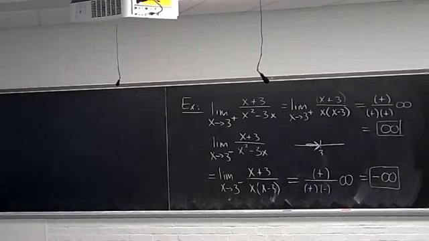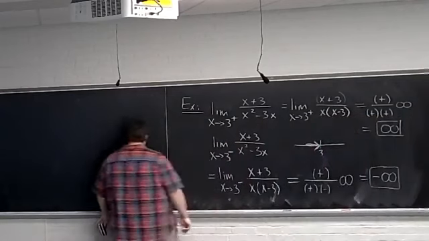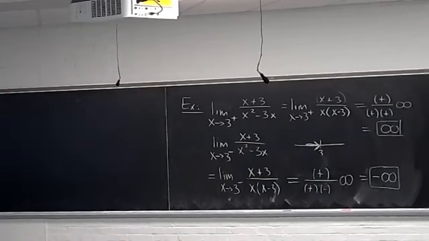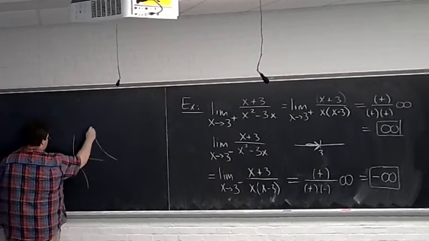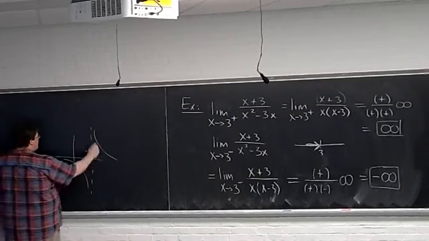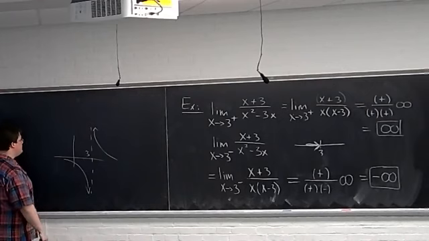Any questions about either of those two? So this tells us that the curve x plus 3 over x squared minus 3x looks something like this. Vertical asymptote at x equals 3, but on the right, it goes up to infinity. On the left, it goes down to negative infinity.